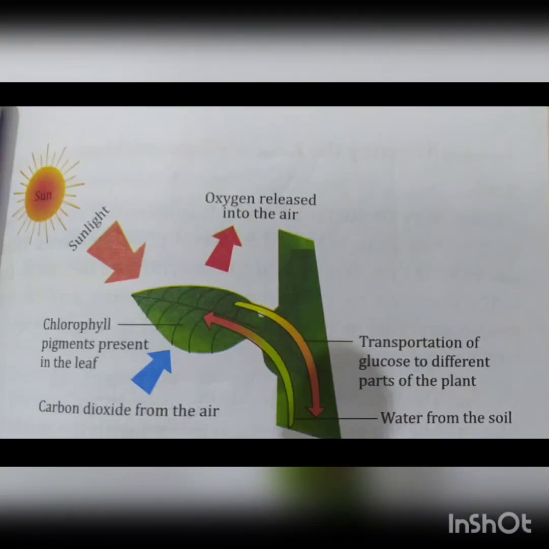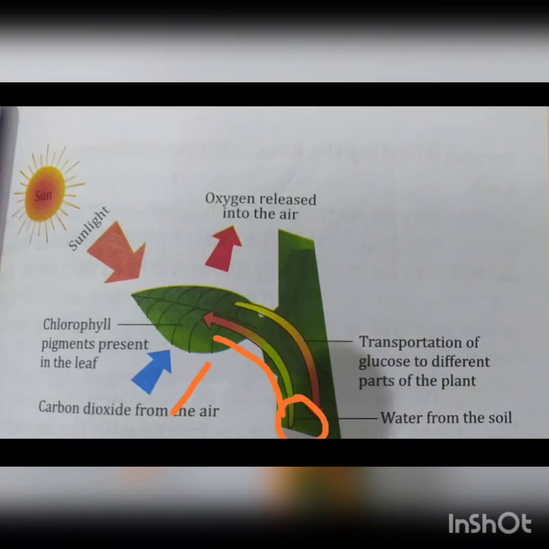In the process of photosynthesis, the green plants absorb water from the soil with the help of their roots. The absorbed water is transported through the roots to the stem and then to the leaves, where the process of photosynthesis takes place. Carbon dioxide from the air enters the leaves through stomata, which are tiny pores on the leaves.